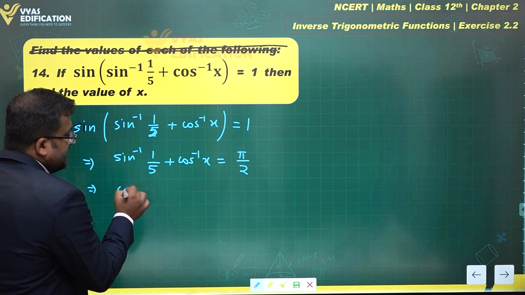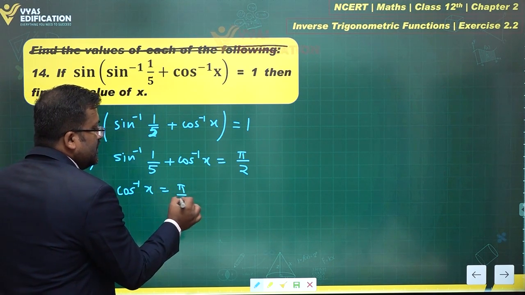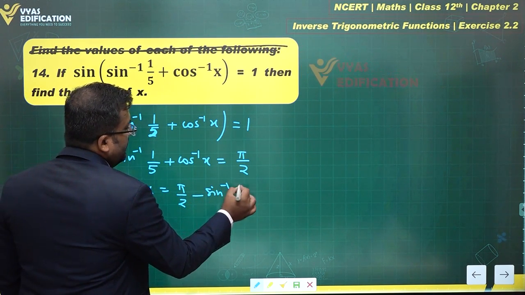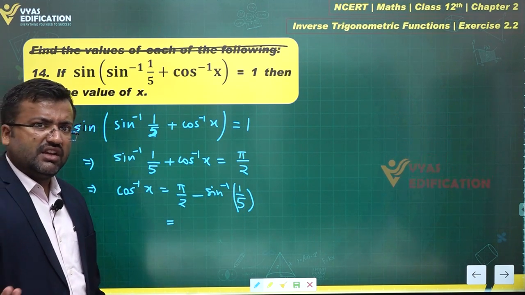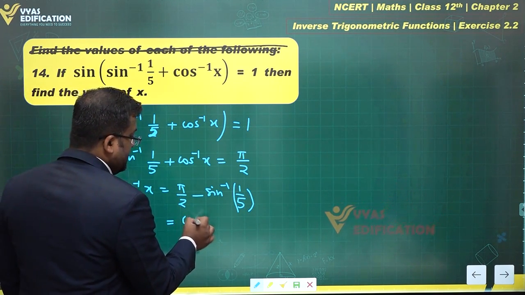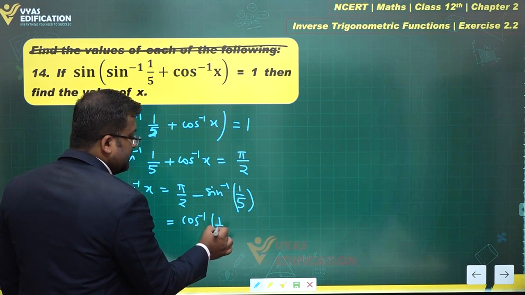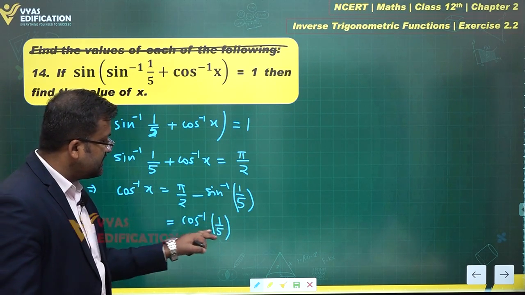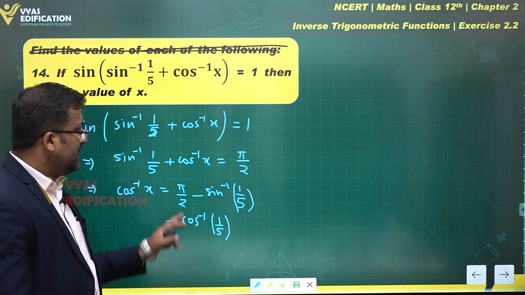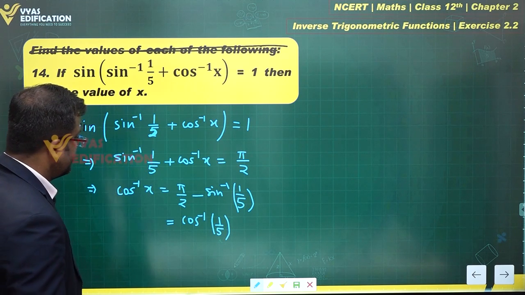Now from here I can observe that cos inverse x will be pi by 2 minus sine inverse 1 by 5. Okay. Now what is pi by 2 minus sine inverse something? This is cos inverse something, yes? We have a property, since sin inverse x plus cos inverse x is pi by 2. Therefore pi by 2 minus sin inverse x will be cos inverse x.